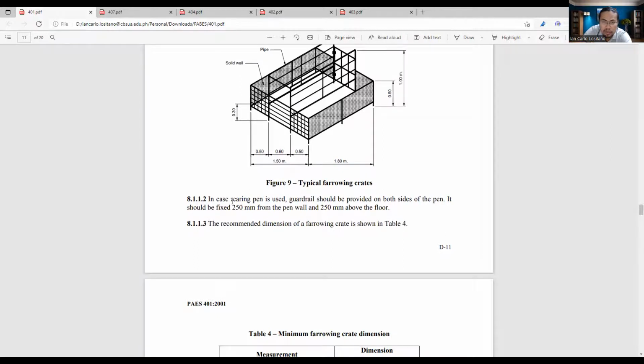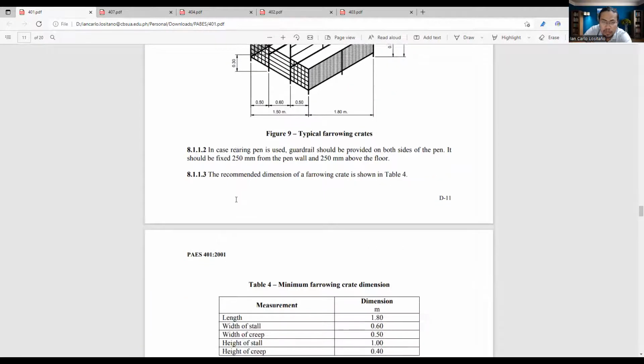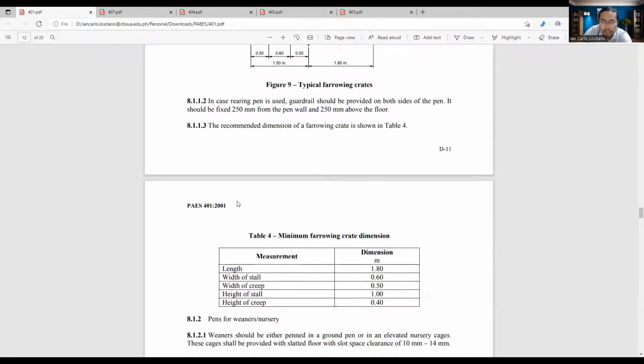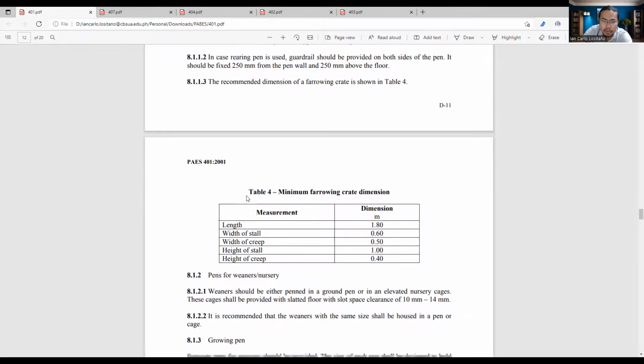You also have the recommended dimensions of a farrowing crate. This should avoid the cases where the sow would crush the piglets because of the weight of the mother. The piglets could be crushed.